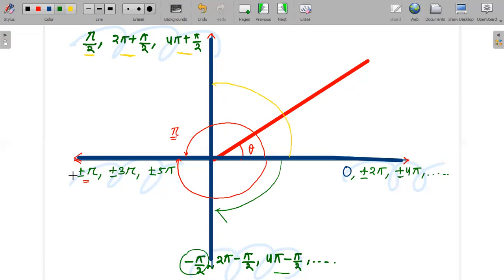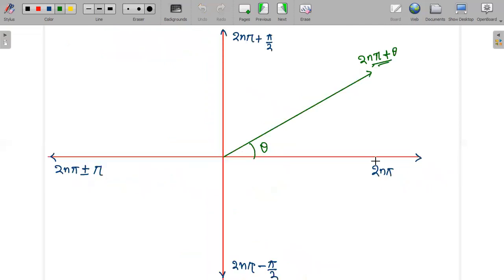Now, is there any way I can represent all of these angles with some symbol? Likewise, we used to find the nth term of any sequence. So there we go. An even multiple of pi ensures that you will be on the positive x-axis, whereas an odd multiple of pi will lead you to the negative x-axis. Similarly, if you add pi by 2 to an even multiple of pi, that means you are at the positive y-axis. Whereas if you subtract pi by 2 from 2n pi, you will be at the negative y-axis.